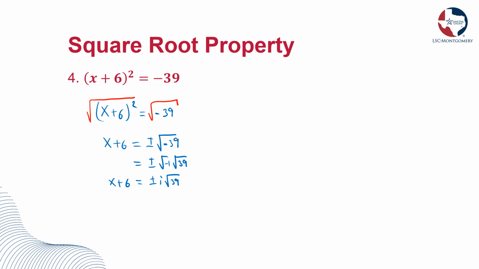So the last step is to subtract 6 from both sides. So now we have x equals. If we write this in standard form of a complex number, we have a negative 6 first, plus or minus i square root of 39. And that would be our answer.